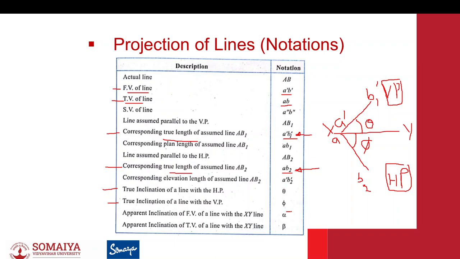Currently, I'm skipping this alpha and beta. I will tell you this later on. We will be rarely discussing this A dash B dash, B double dash, so I'm skipping these two. This also, A B one and A dash B two dash, I will discuss later on along with this. Currently we were only discussing six points: front view of line, top view of line, corresponding true length of line, corresponding true length of line below XY, and true inclination with HP and VP.